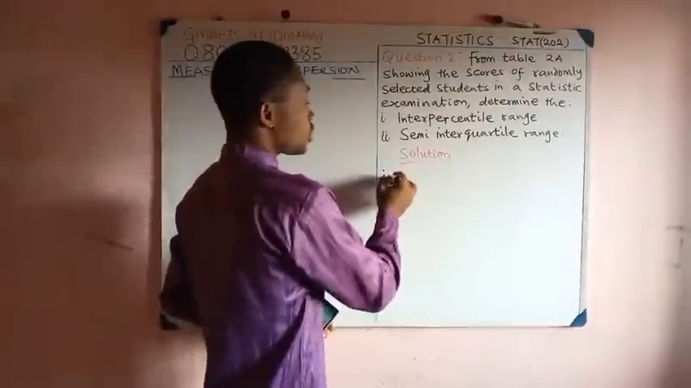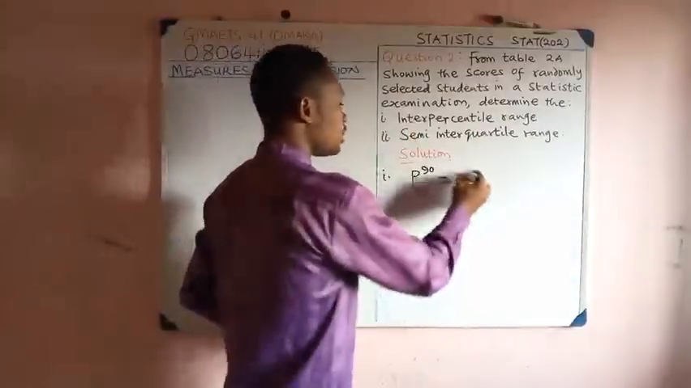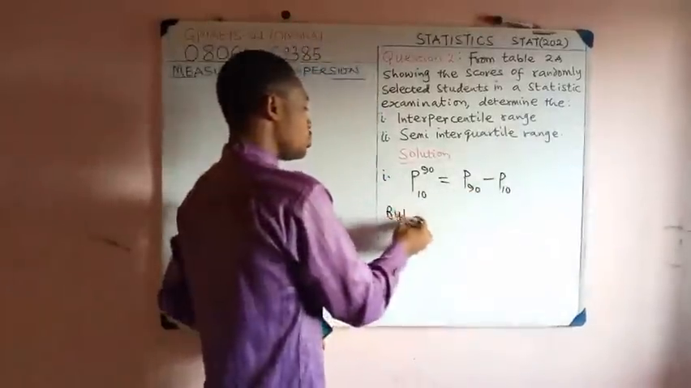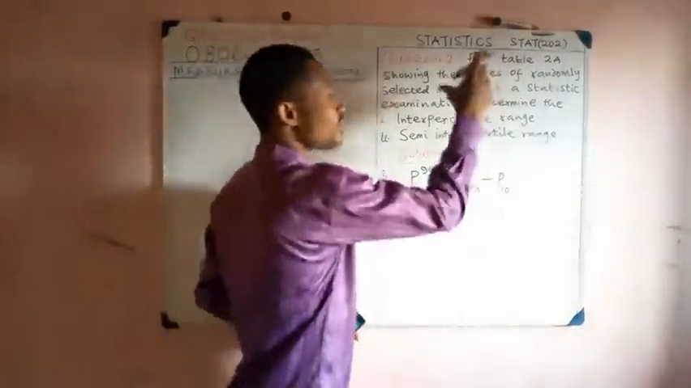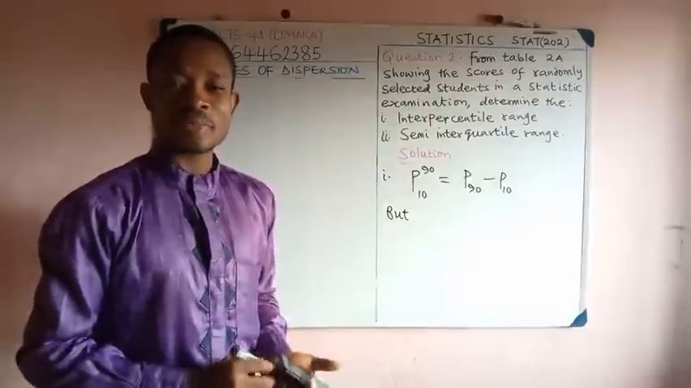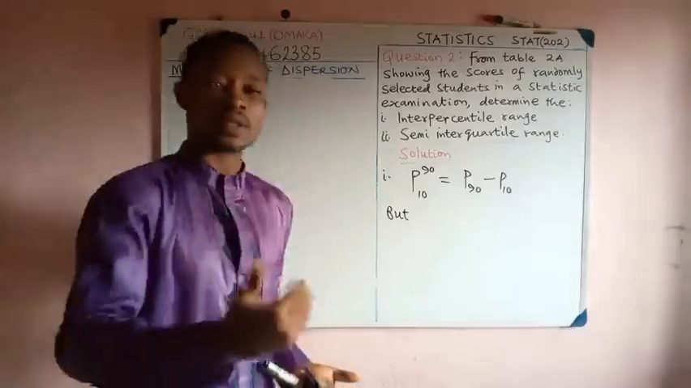For the first part of the question, the interpercentile range is given as P90-10, right? And we already established the formula to be the 90th percentile minus the 10th percentile. But you would recall that under measures of position, we already obtained the value of P90 and P10 for this particular table, right? So the way we actually got the 90th percentile and 10th percentile under measures of position for this table, you have to follow that process, all right?